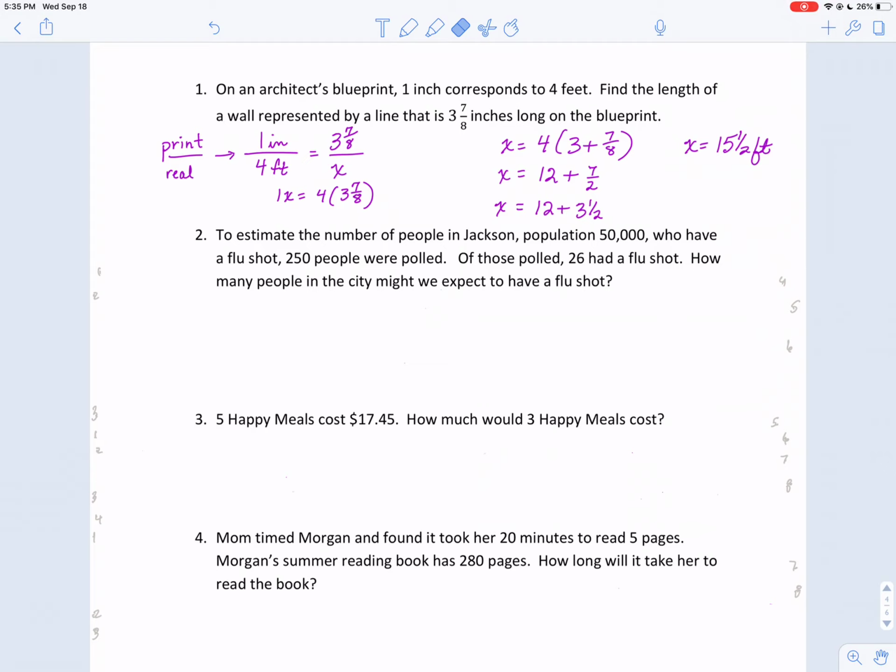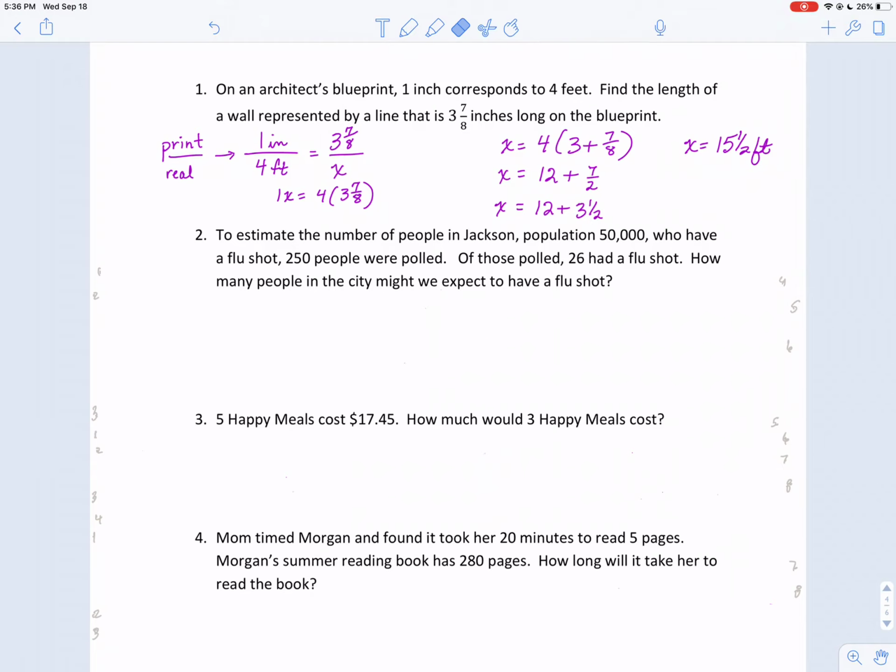Here's another example. We want to estimate the number of people in the city of Jackson. The city of Jackson actually has 50,000 people in it. We want to estimate how many got the flu shot. So we polled 250 people. Of the ones polled, 26 had the flu shot. So we're going to figure out how many the city of Jackson would expect to have a flu shot.